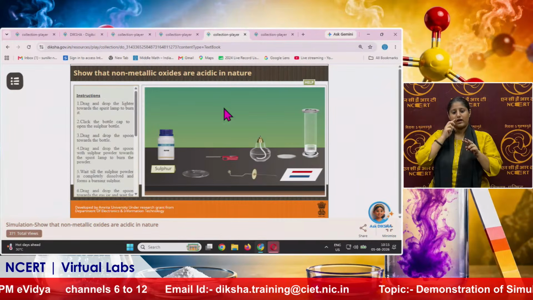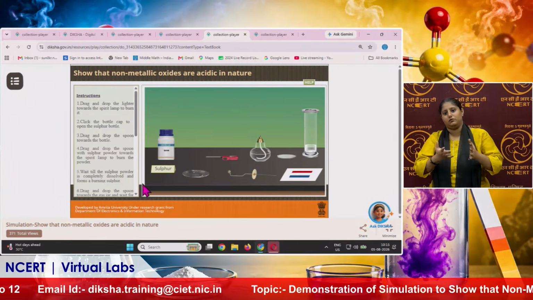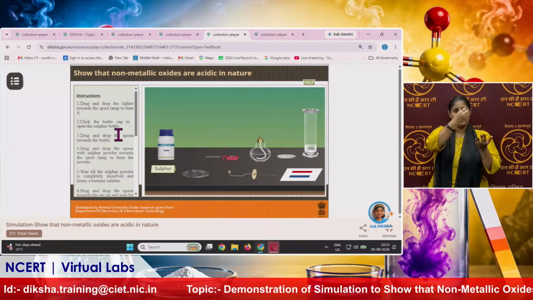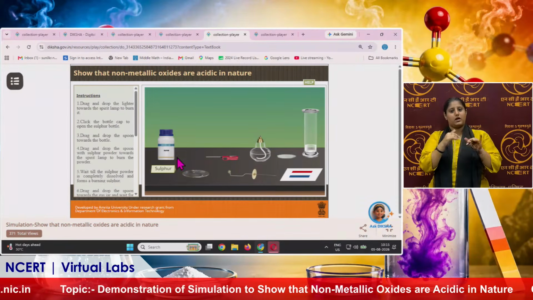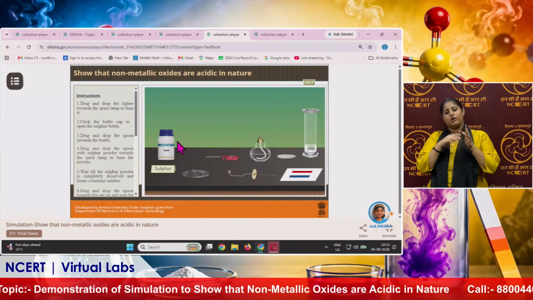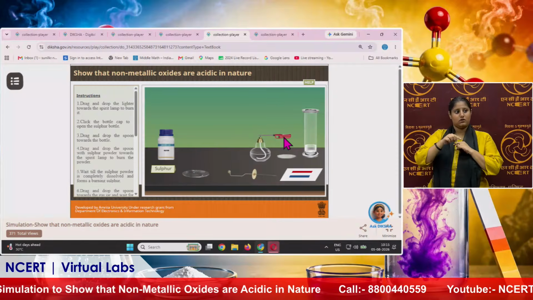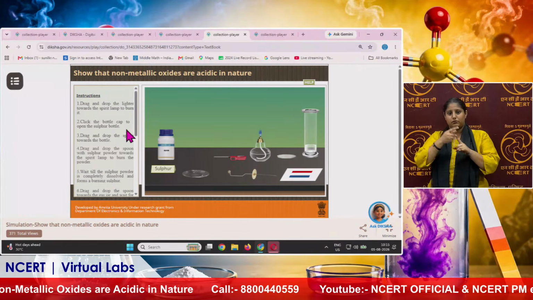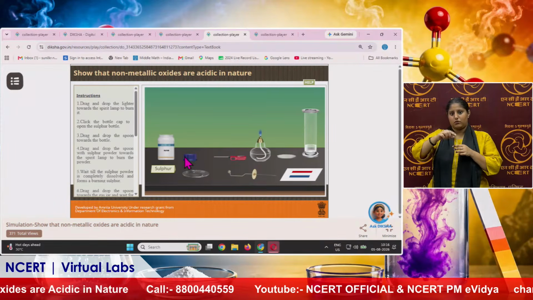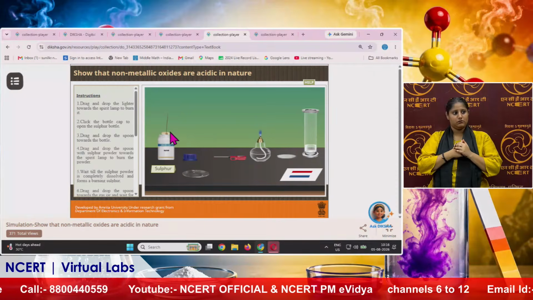When we click on this, the simulation will open. On the left side there are instructions. We have to follow these instructions to perform the simulation in the virtual lab. First, drag and drop the lighter towards the spirit lamp to burn it. So this is the lighter, you have to drag it and it gets burned. Click the bottle cap to open the sulfur bottle. Now drag and drop the spoon towards the bottle. We have to drag this.